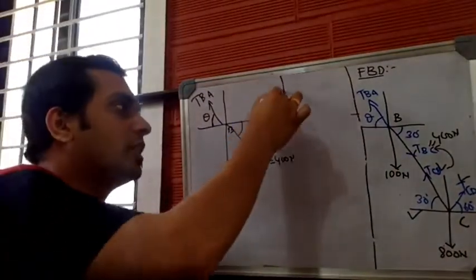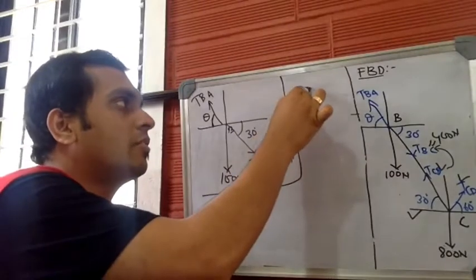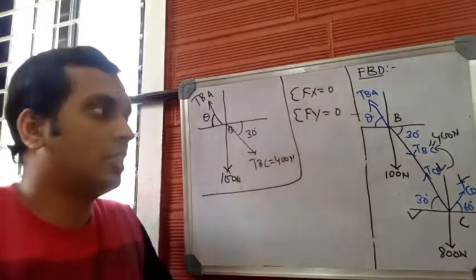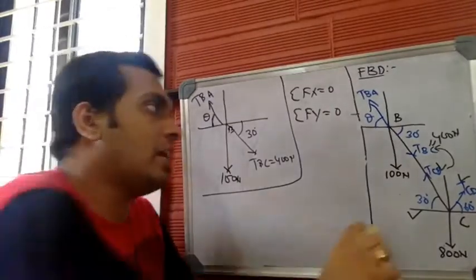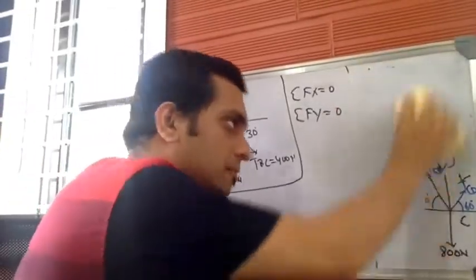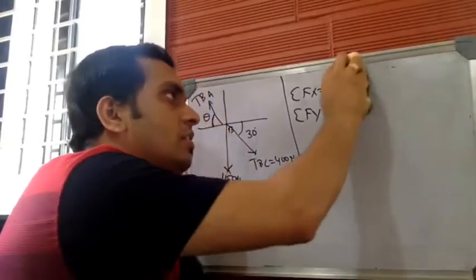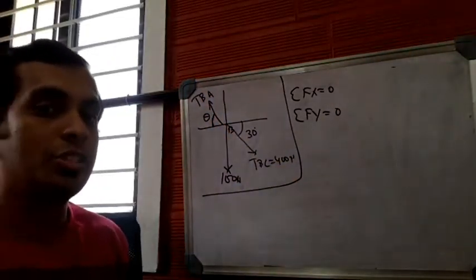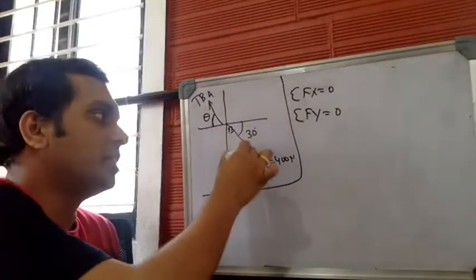So, which are the conditions of equilibrium that we have? We have summation of Fx equal to 0 and summation of Fy equal to 0. These are the 2 conditions of equilibrium that we have. Now, in order to apply these 2 conditions, we have to resolve the inclined forces into their horizontal and vertical components. Let me resolve this.